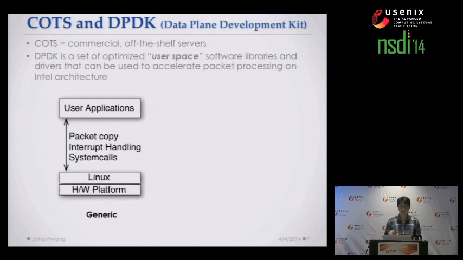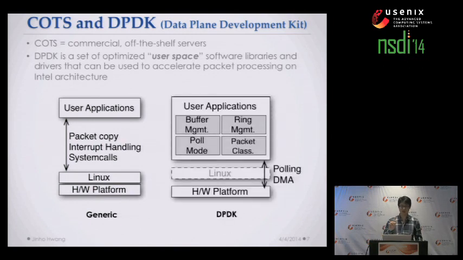To compare, the user applications actually receive the packet through all these functions. Once the packet comes into the system, the operating system needs to handle the interrupt, and it delivers the packet by copying it to the application. The application also has to make a system call to the operating system and copy the packet into the kernel space, and the kernel space can send out the packets.